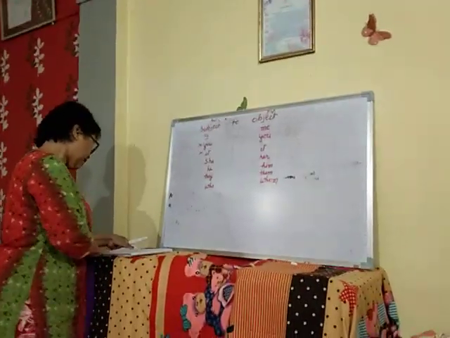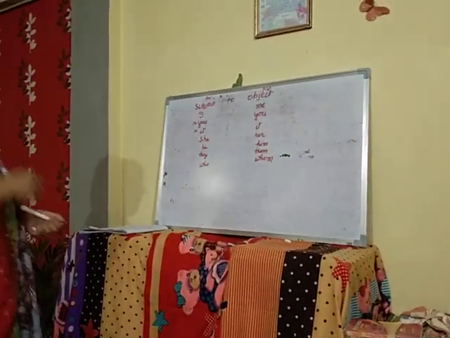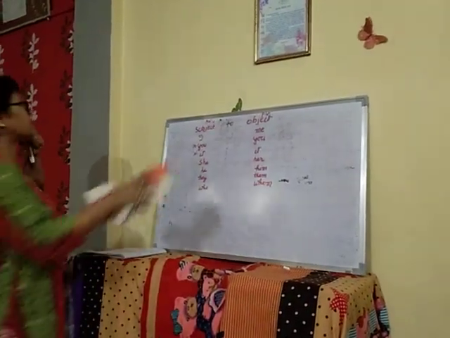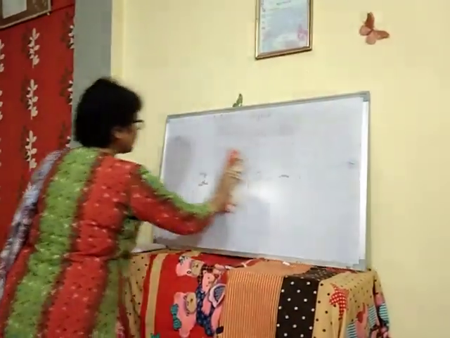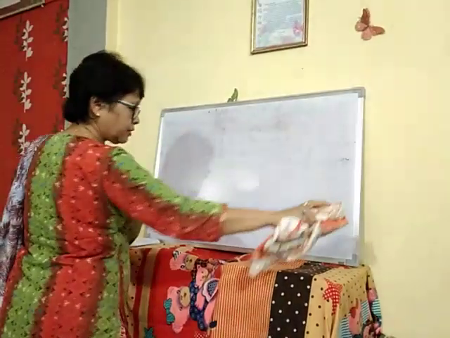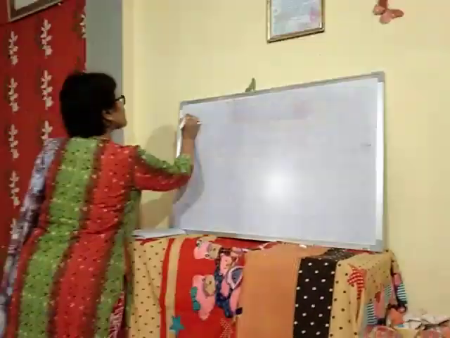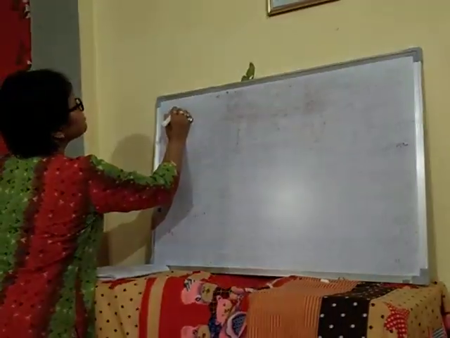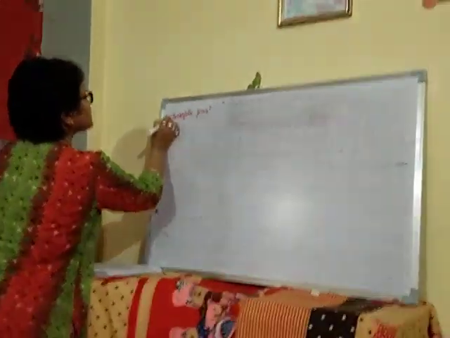Then again, I want to give you some examples. I have already given the example of the simple present tense: Mohan writes a letter, and a letter is written by Mohan. That is already the example of simple present. Now I am going to give you the example of simple past.